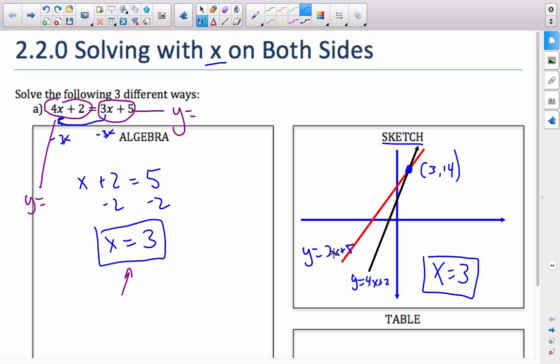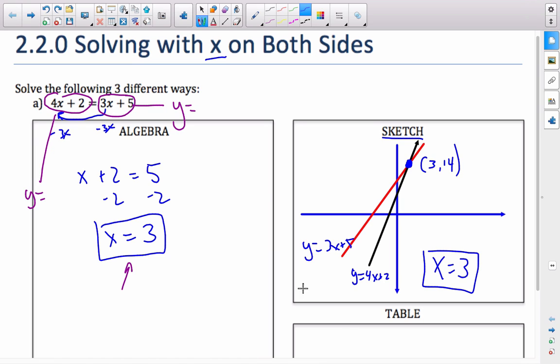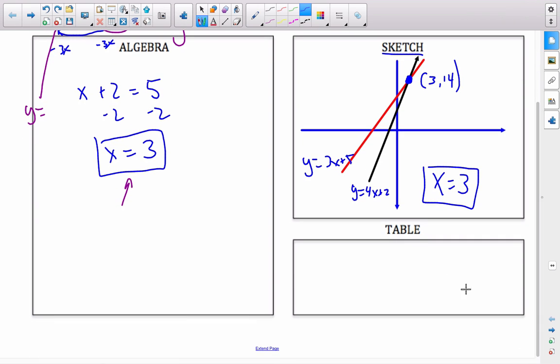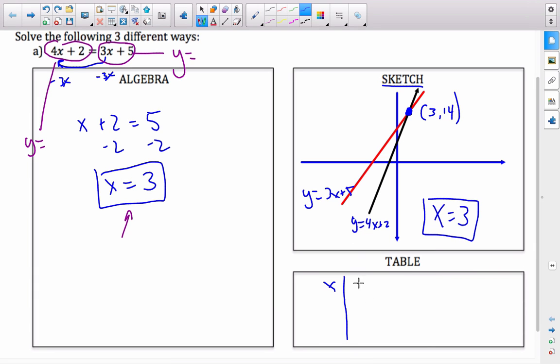Good communication. All right. And so now we've done it algebraically. We've done it graphically. The last way is with a table. All right. And again, I'm going to make my table. I'm going to do it two ways. Here's my x value. I'm going to choose one value, which was 4x plus 2, which is the left side of the equation. And I'm also going to take the right side of the equation, 3x plus 5. And I'm just going to try values of x.